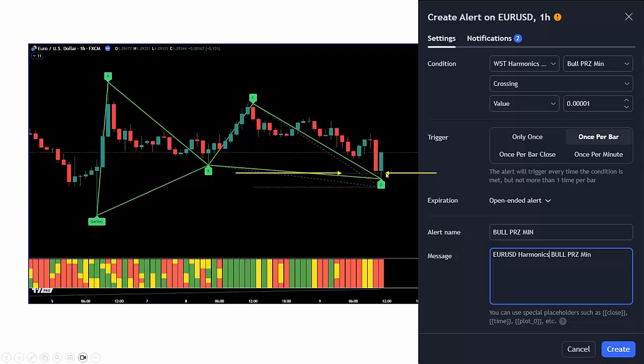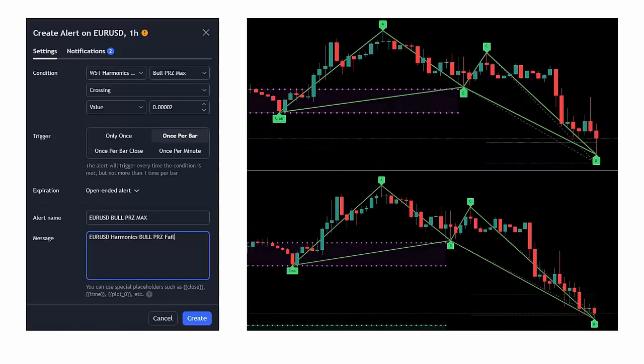Conversely, and this is where that top line is here, where we've pushed into that PRZ and the D pivot's completed, we need to know when they fail. So this is another alert that you would set up on the same hourly chart for Euro US dollar. This time bull PRZ max. So when the maximum limit of that zone has been met, you want to be alerted to say, hey, ignore that now, it's broken the rules, the harmonic pattern is no longer valid. So again, this time we've got bull PRZ max, and we're just going to put a little message in there saying Euro US dollar Harmonics bull PRZ fail.